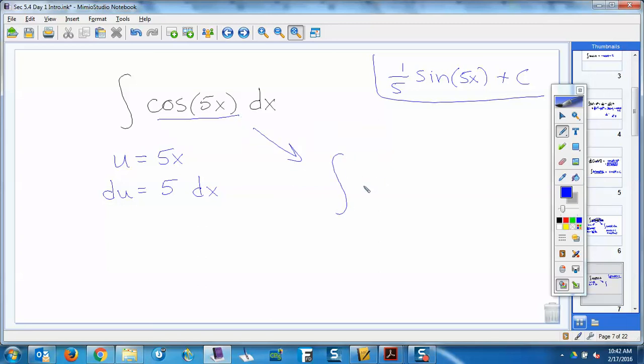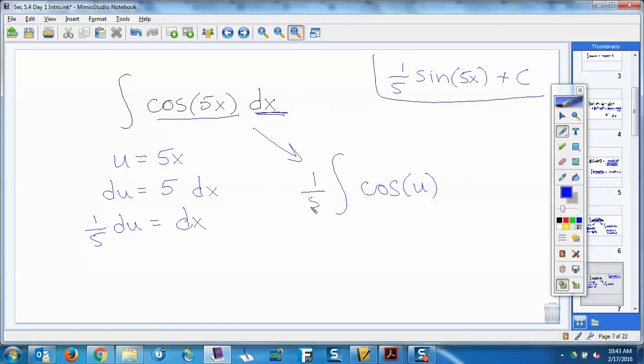Cosine 5x, that would be just cosine u. And then what's dx equal to? Well, I got this 5 here. I can divide that over to the other side. Whenever I have a constant here, I can divide it over. That's fine. So dx is the same as 1/5 du. So I can take out the dx and replace it.